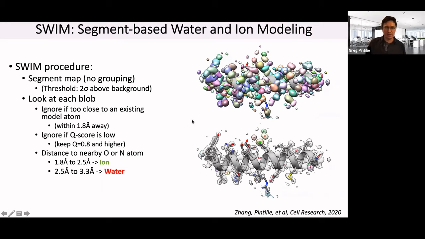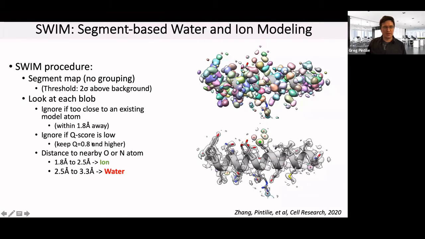And looking at each blob, first of all, ignore it if it's already an atom that's in the model. Ignore it if it's too close to, say, a carbon or any other atom, like let's say if it's less than 1.9 angstroms away, then it's ignored.